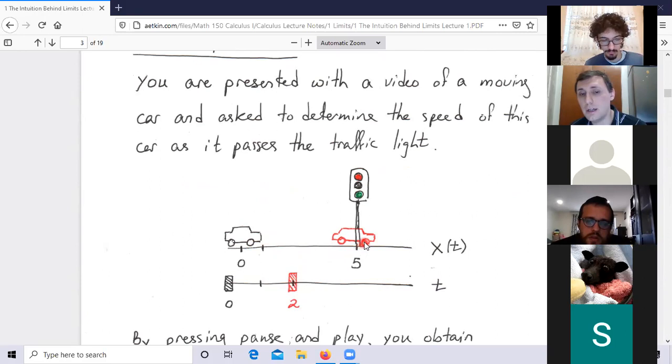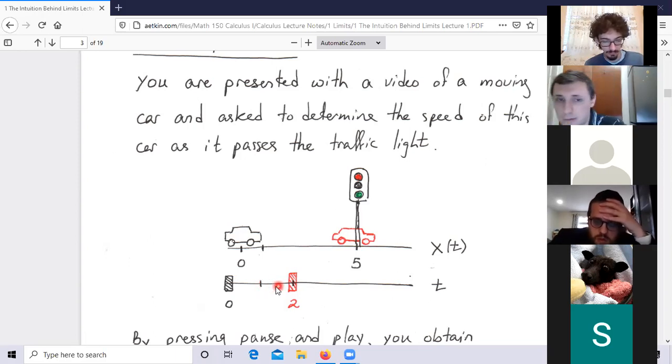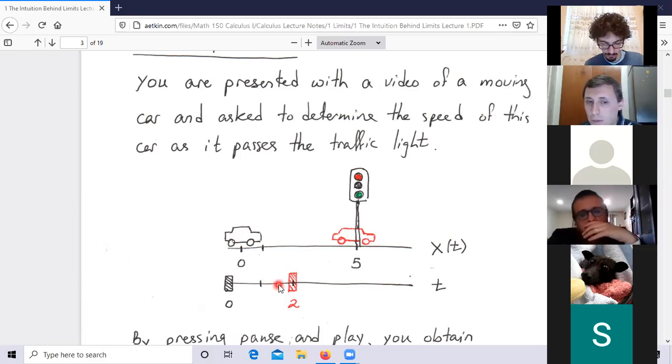I would have selected a mark where the car is going to be stopped. At 2, it's going to be stopped. So let's say I quickly press play on the video and press pause. Do you understand? Press play and press pause. Or you can just simply drag the cursor. So between this point and that point, there is little time.